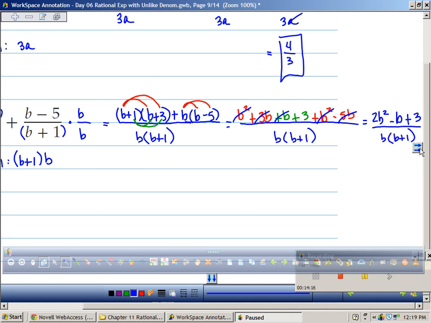One more thing I have to do with this. I need to double check to make sure what? It's simplified all the way. How can I make sure that this is simplified all the way?